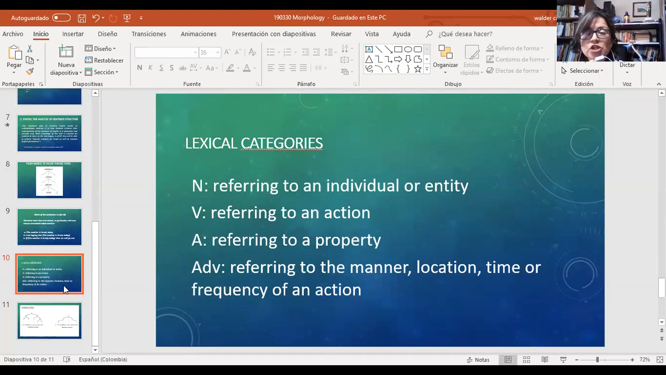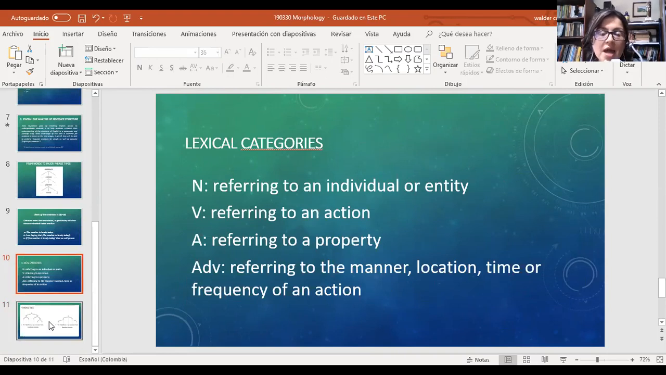V is referring to an action. It's the verb. A is referring to a property, like an adjective. An adverb refers to the manner, location, time, or frequency of an action. There are other lexical categories, but these are the basic categories.